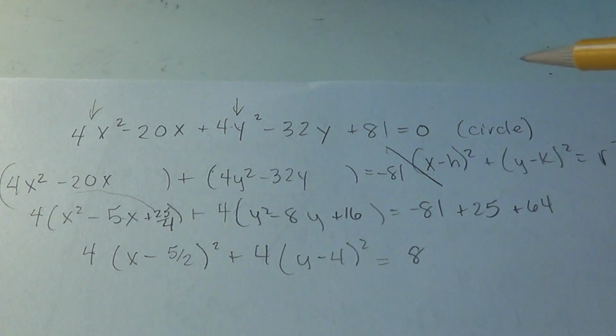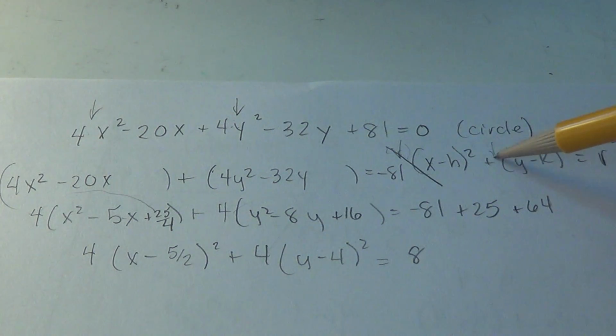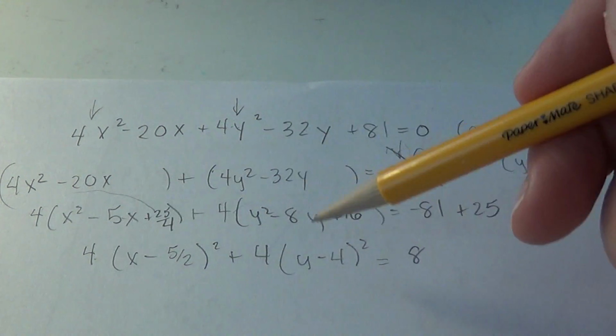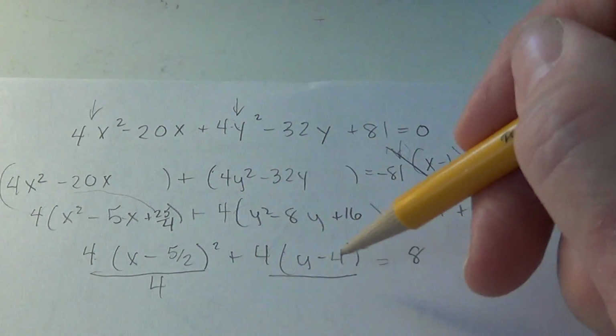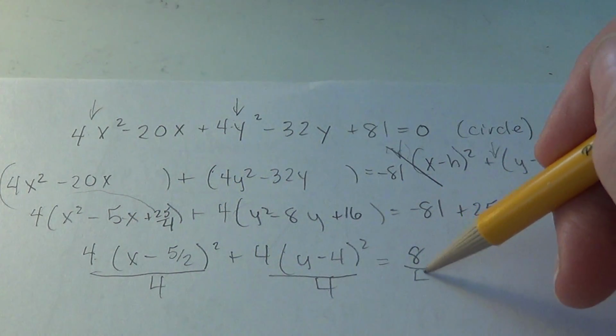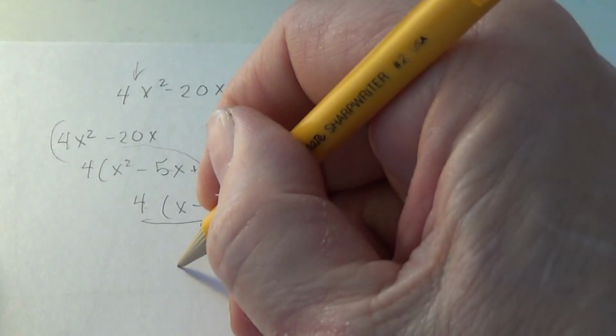All right, we're not in standard form until there's no value in front of the x and y terms. So I see a 4 and a 4. So I have to divide. Divide each term by 4 to change it to a 1.